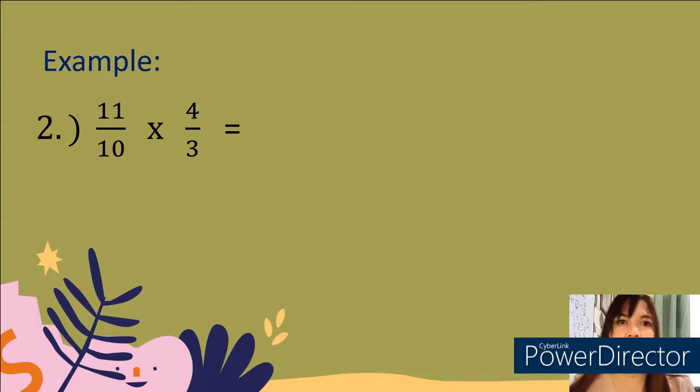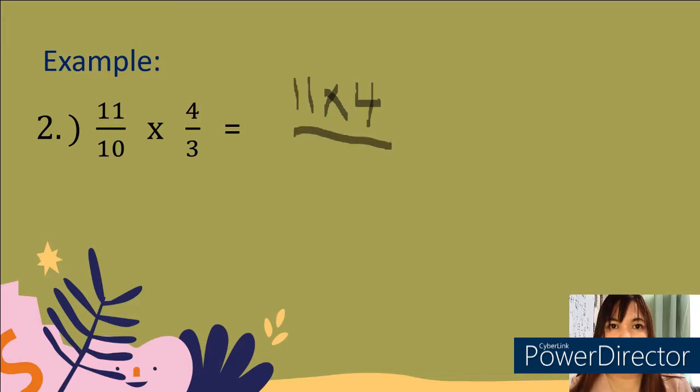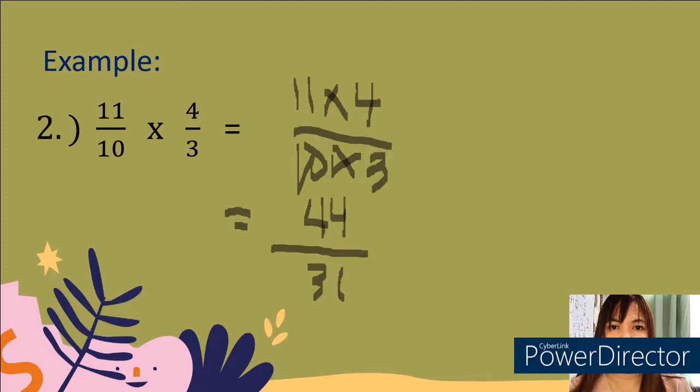Next example. So we have number 2, 11/10 times 4/3. Multiply 11 times 4 is our numerator, then 10 times 3 is our denominator. Simply multiply 11 times 4, we have 44, over 10 times 3, we have 30. Okay, so 44 over 30, can we divide it? Can we reduce it to lowest terms?